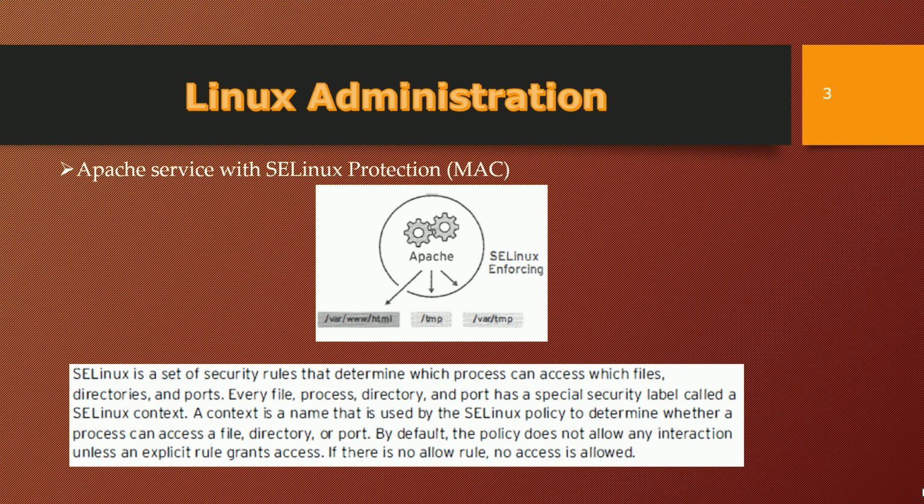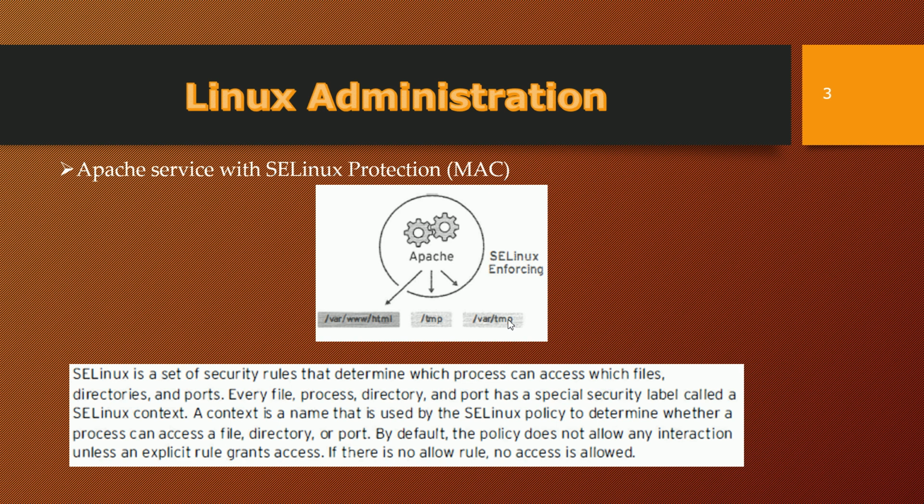By default, policy doesn't allow any interaction unless an explicit rule grants access. Okay, if there is no allow rule, no access is allowed. So it is saying that suppose it is an Apache user, the Apache user should have access to this directory only. And if it is trying to go to some other directory like /home and any user, it will deny it. Although suppose you have this directory and you have given full permission with the help of the chmod command.